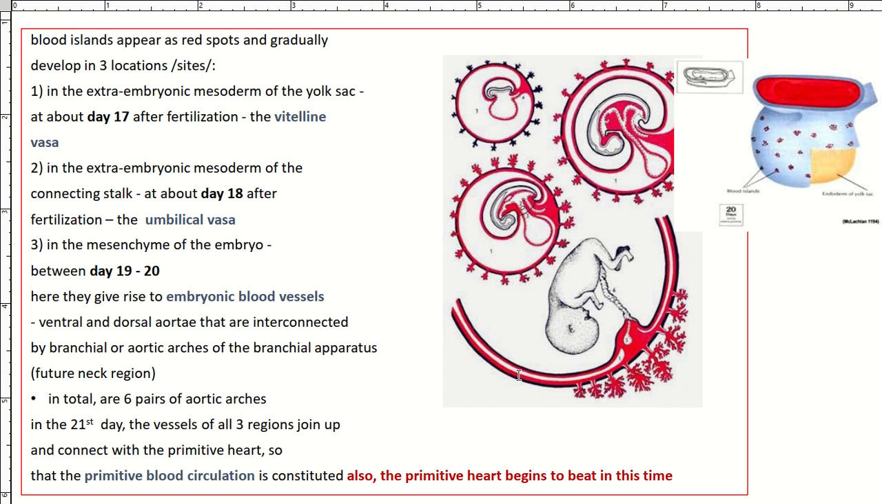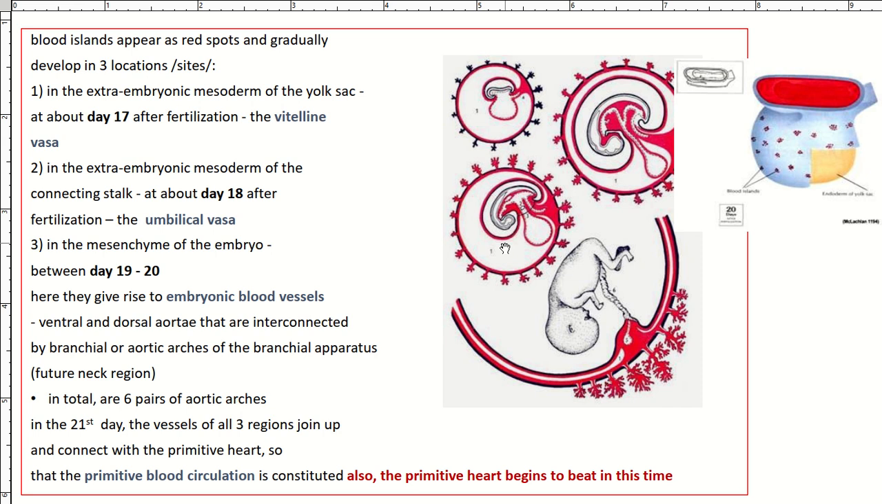The second one, which will be in the connecting stalk, is going to be your umbilical vessels, which will become your umbilical artery and umbilical vein. That will be on day 18. Then at day 19 to day 20, we have now in the mesenchyme of the embryo, this mesenchyme giving rise to what we call embryonic blood vessels. These will be the ventral and dorsal aorta that are interconnected by branchial or aortic arches of the branchial apparatus. This will be your future neck region.